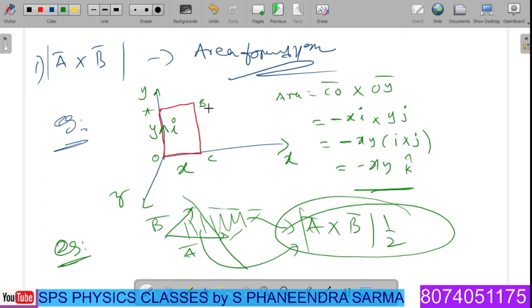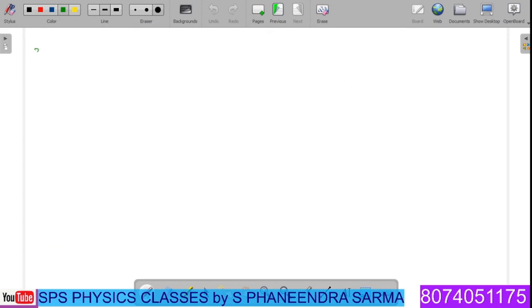Next, point number 2. In this case, theta equal to 90 degrees gives the maximum value, and theta equal to 0 degrees gives the minimum value of the system.